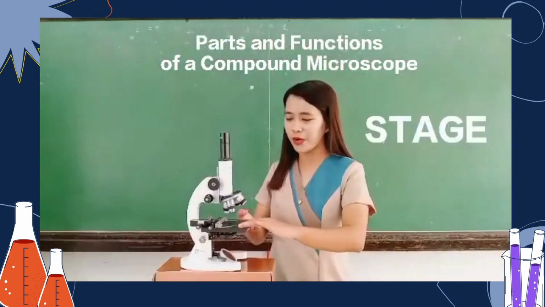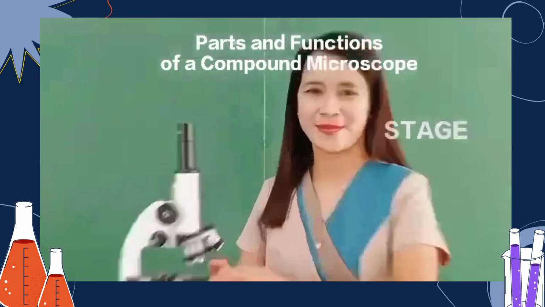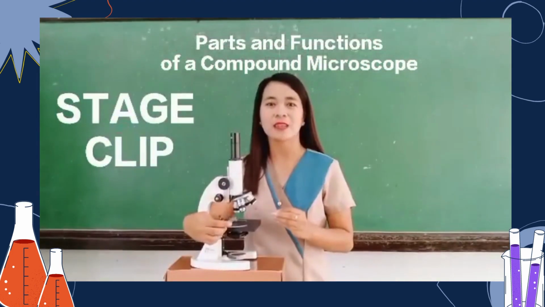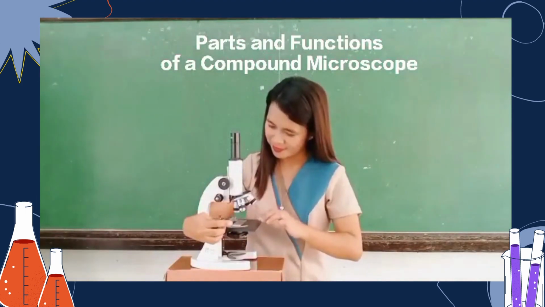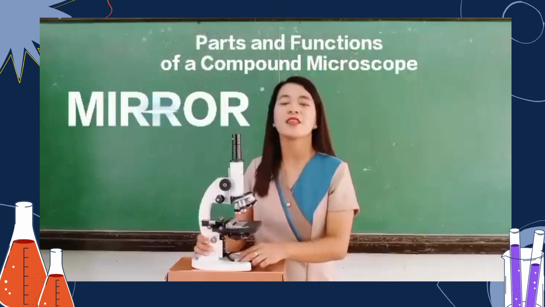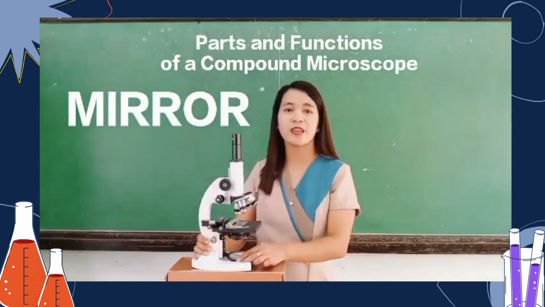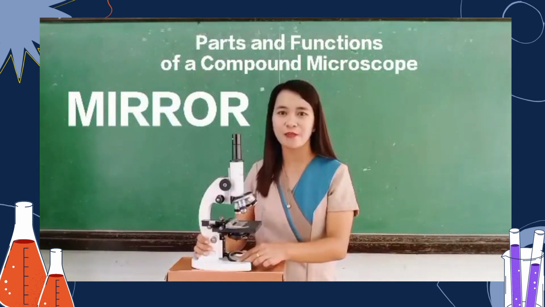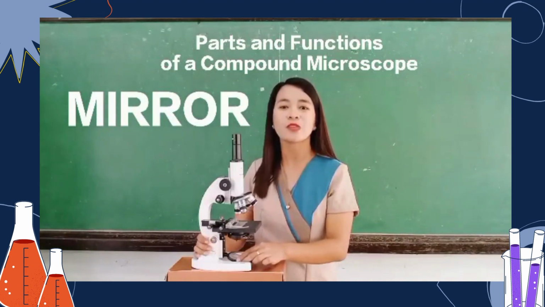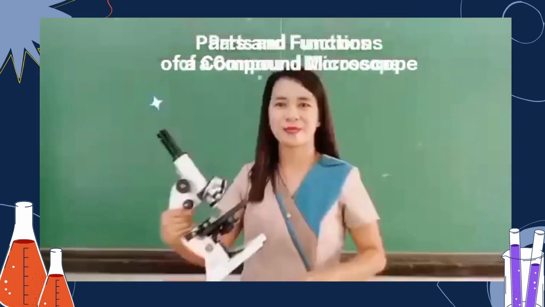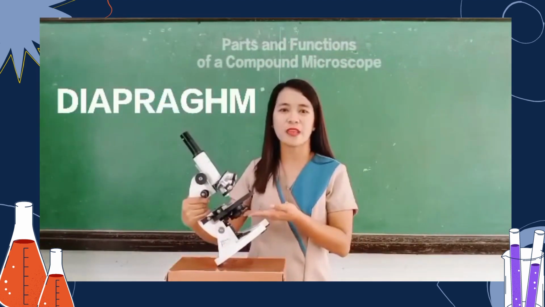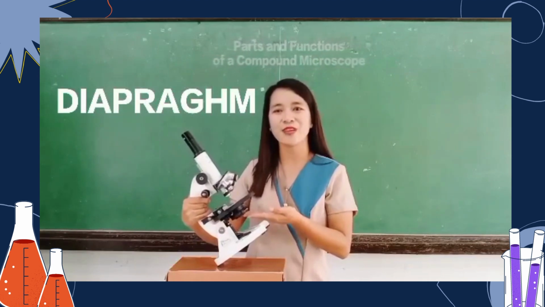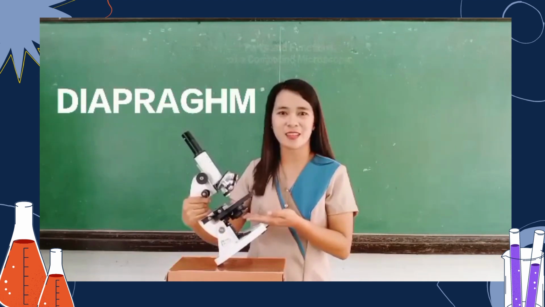The stage supports the slides. Stage clip. The stage clip helps to hold the slide in place. The mirror or the illuminator. It provides light necessary for viewing the specimen and it sends light through the stage opening to the diaphragm. Diaphragm. It is located below the stage opening and it regulates the amount of light that can enter the lenses.